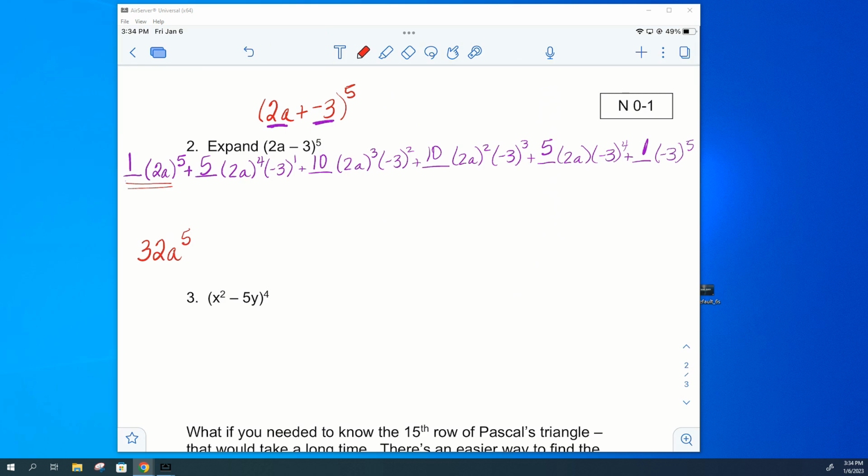Now let's look at this second one. In this second one, let's talk about what you have. What should you actually type in your calculator? You have a 5 times 2 to the 4th times a -3 to the 1st. That's what you need to type in. Now, the parentheses around the 2 isn't that important. You don't have to type those parentheses, but you certainly need to type the parentheses around the -3. And if you type that in, you should get -240, a to the 4th.